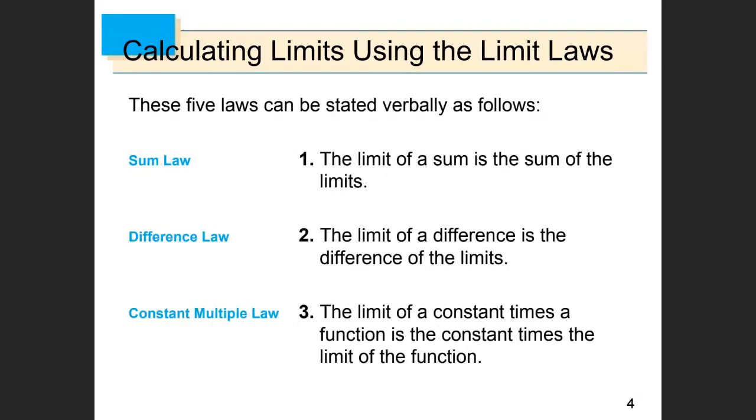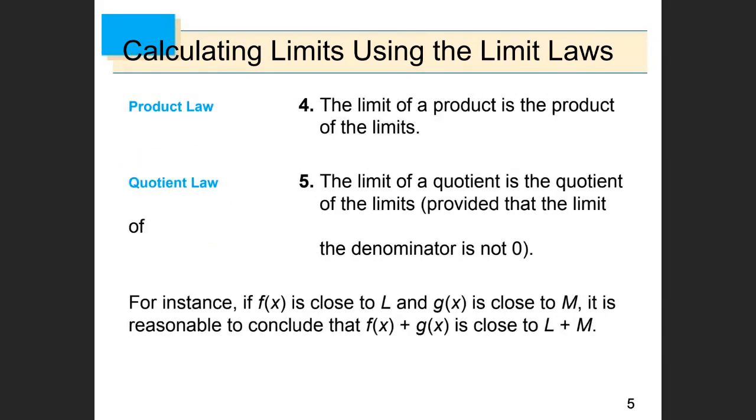Okay. So the first one talks about the sum law. So the limit of a sum is the sum of the limits. And then the second one is just a difference law. The limit of a difference is the difference of the limits. You have the constant multiple law. So the limit of a constant times a function, we just take the constant in front of the limit. So it's a constant times the limit of the function. Then we went to the product law that says the limit of a product is the product of the limits. And then we look at the quotient, and we say that the bottom piece there cannot be equal to 0. So the limit of a quotient is just the quotient of the limits. All right. We say the bottom piece, the denominator, is not 0.